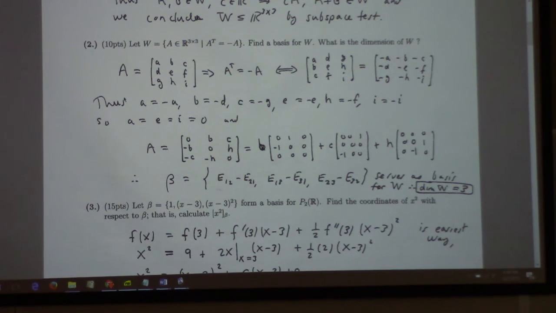You can do a calculation like this for a lot of different subspaces. Find the basis for a subspace is a decent question for the final.